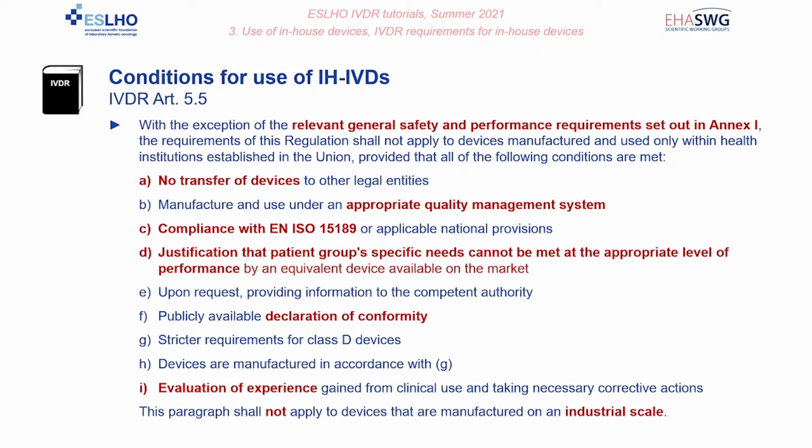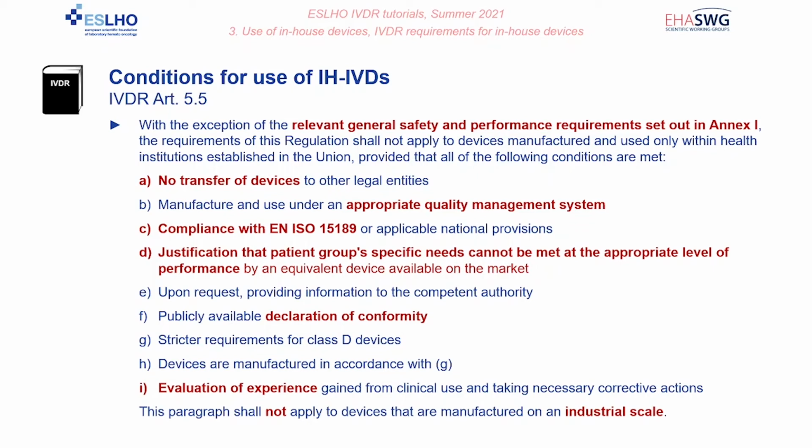This slide summarizes Article 5.5 of the IVDR, which lists the conditions for the use of in-house devices by health institutions. Health institutions are organizations with the primary purpose to care for or to treat patients, or to promote the public health. For example, hospitals, laboratories, and public health institutes. I refer to them mainly as diagnostic laboratories. Note that the exemption for health institutions to use in-house devices only applies to health institutions in the EU.